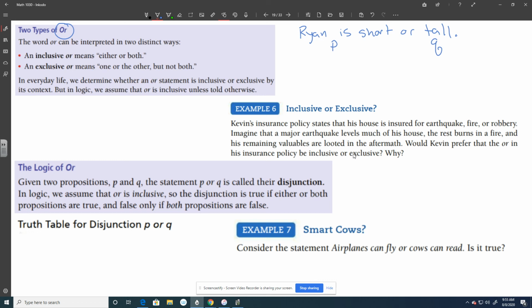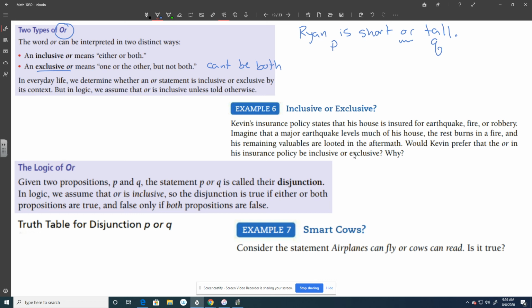And then we can look at it the same way. We can make a truth table, but we have to be careful with this word or, because in your notes here, you might want to add that or can be inclusive, which means it's true if either of these are true, or if both of them are true. Or it can be exclusive. That means basically exclusive means it can't be both. Now we assume that or is inclusive unless it tells us otherwise.